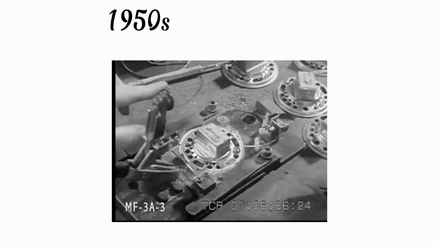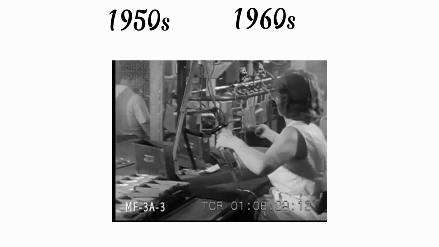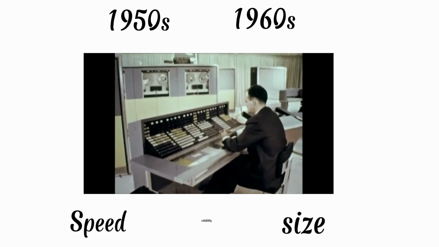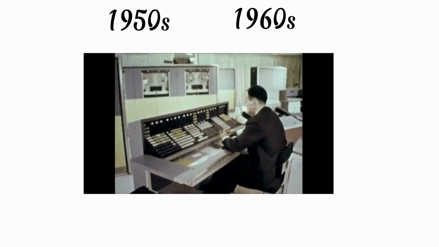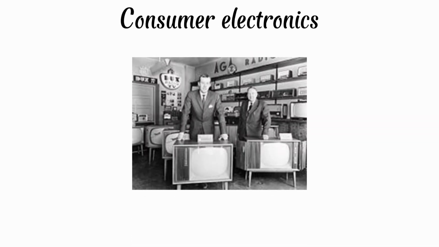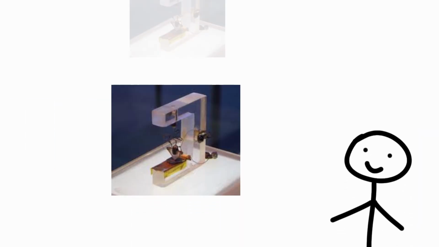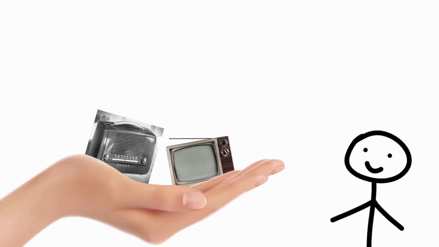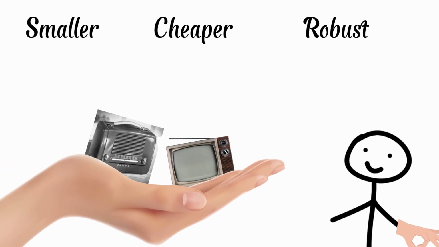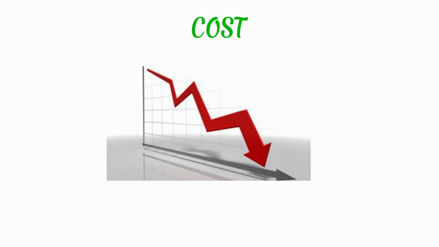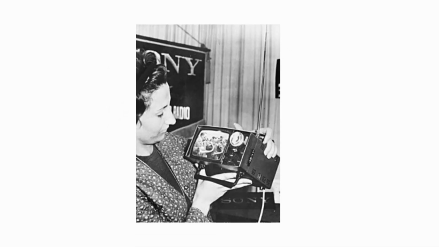Early transistorized computers in the 1950s and early 1960s showcased remarkable improvements in speed, size, and reliability compared to their vacuum tube predecessors. Outside of large-scale computing, transistors sparked an explosion in consumer electronics, from portable radios and TVs to early spaceflight instruments. The concept was simple. If you could cram enough transistors together, you could build incredibly capable machines that were smaller, cheaper, and more robust. Reliability skyrocketed, maintenance costs dropped, and the stage was set for even greater feats of miniaturization.